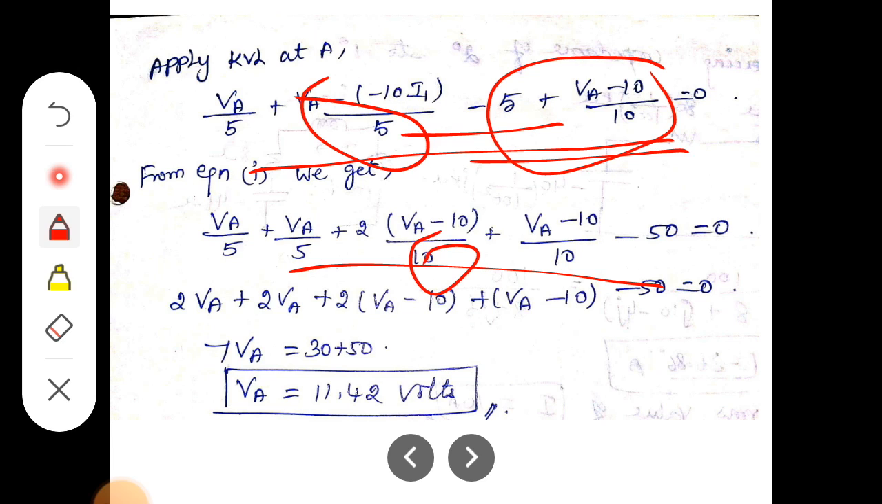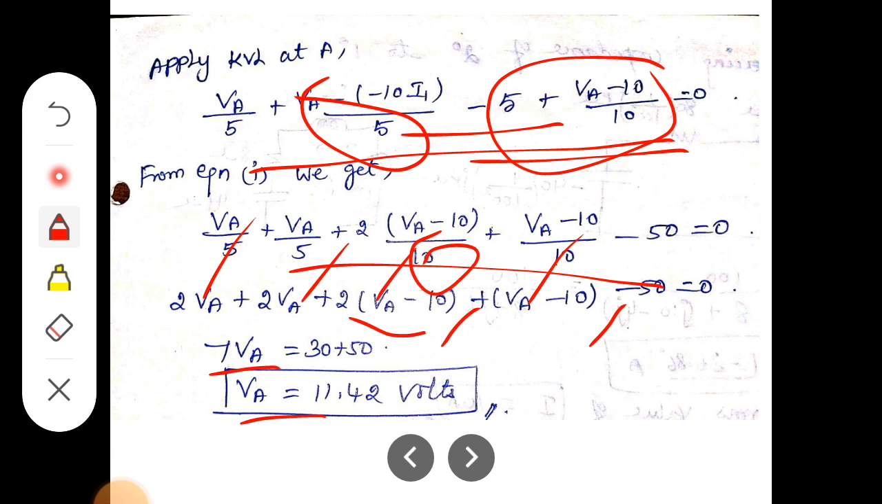Then finally we calculated 7 VA equal to 30 plus 50. The constants are 2 plus 2 is 4, 4 plus 2 is 6, plus 1, so 7 VA. Then 10, then another 10, and finally we have 50. So the overall function is 30 plus 50. So here VA is equal to 11.42 volt. So this is the final answer.